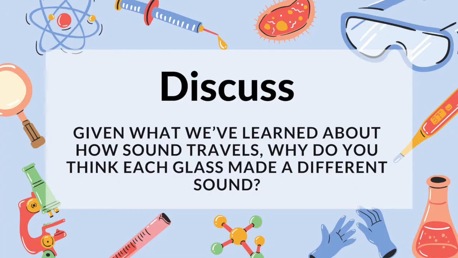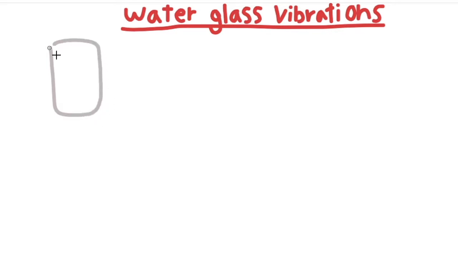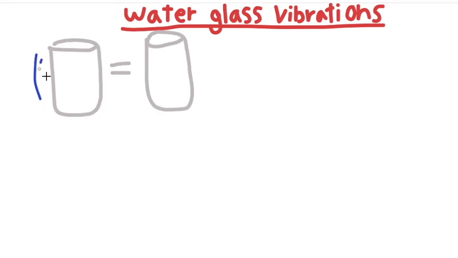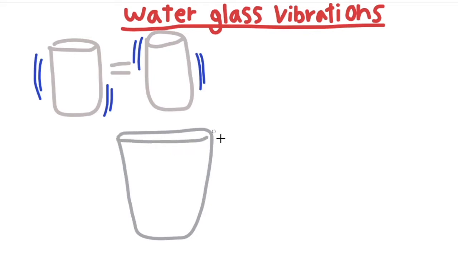The first discussion question is, given what we've learned about how sound travels, why do you think each glass made a different sound? By hitting the glass, a vibration is created which is the same in identical empty glasses. As water is added to the glass, the vibration of the glass itself is dampened or slowed, and the pitch becomes slower and lower. In each glass, there's a different amount of liquid to travel through, so there's a different amount of sound remaining after a certain amount of time.